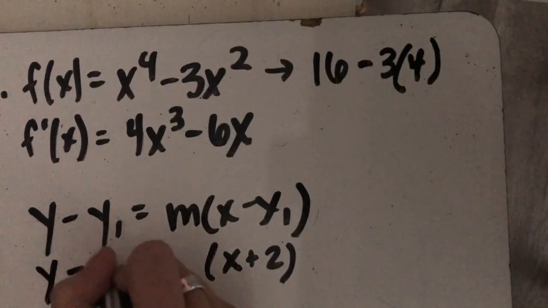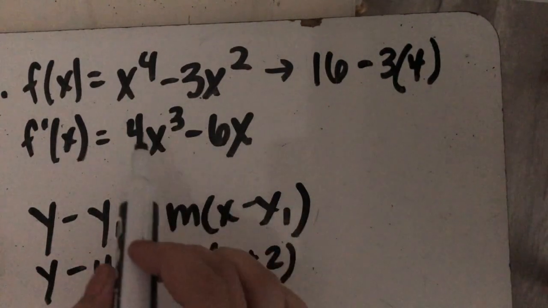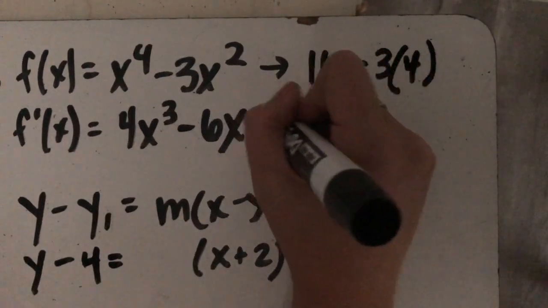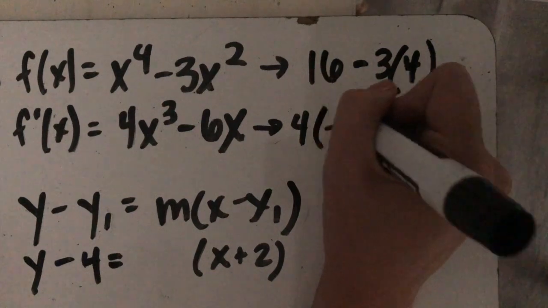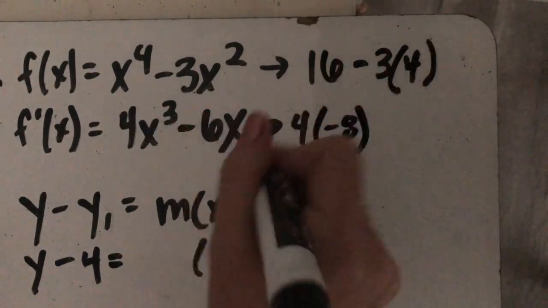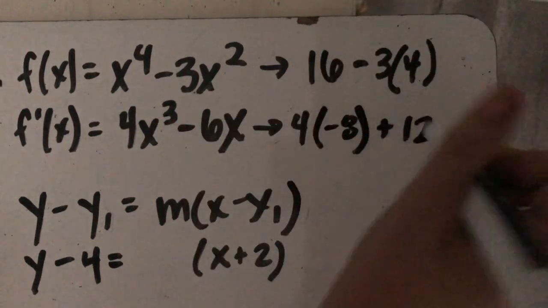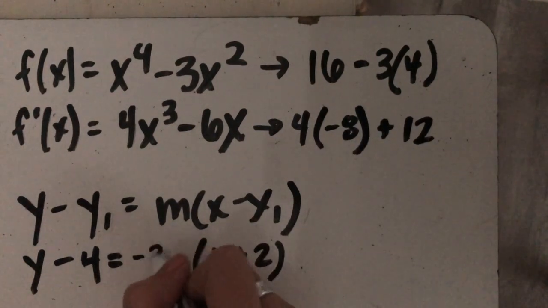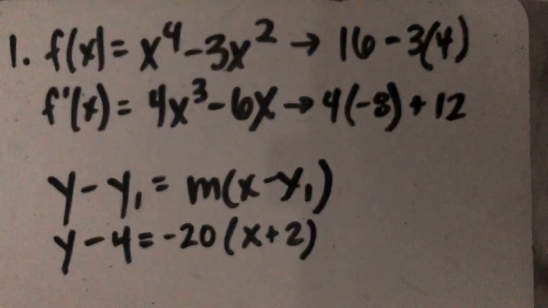So I'm going to say y minus 4 equals. Then my slope, my m, comes from my derivative. So I would have 4 times -8, and then plugging in -2, plus 12. So I'd have -32 plus 12, which would be -20. So that is my slope there.